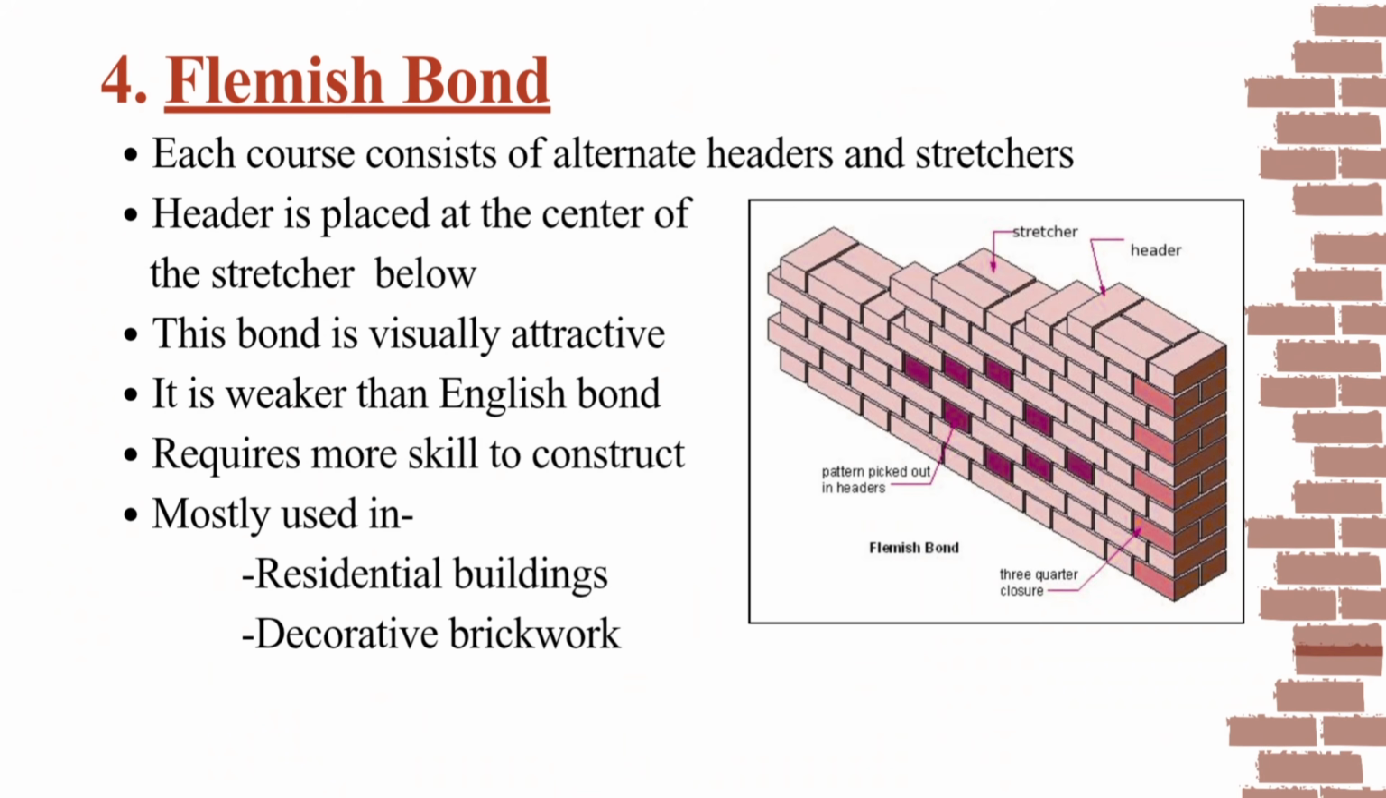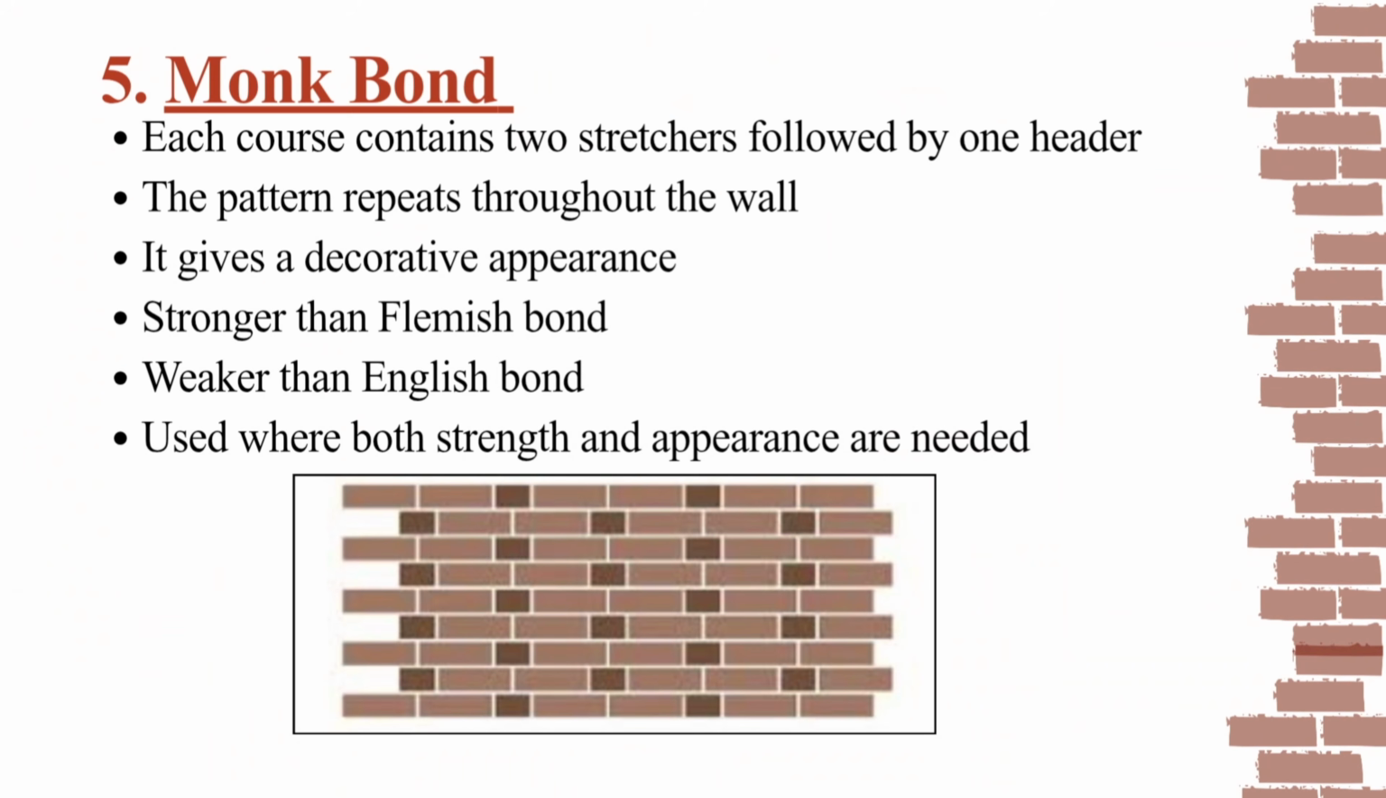Now we'll move towards the next type of bond, that is monk bond. In this bond, each course contains two stretchers followed by one header. The pattern repeats throughout the wall and it gives a decorative appearance. It is stronger than the Flemish bond but weaker than the English bond. It is used where both strength and appearance are needed. This image clearly shows what a monk bond means. So this is all about the monk bond.